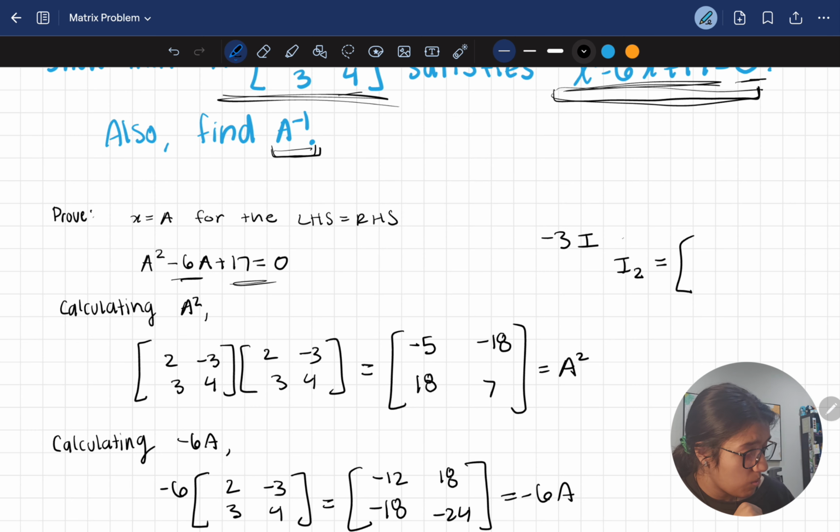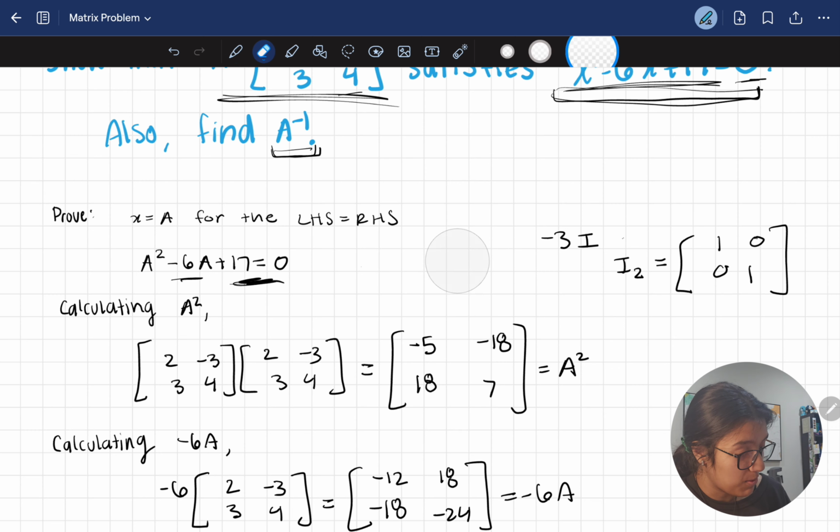That would be [[1, 0], [0, 1]]. That is the identity matrix. So in this case, we're saying 17, right? 17 is also equal to, let me just make more space over here.